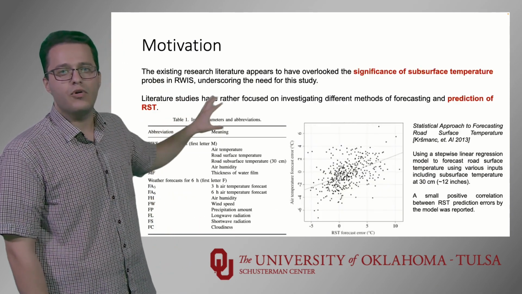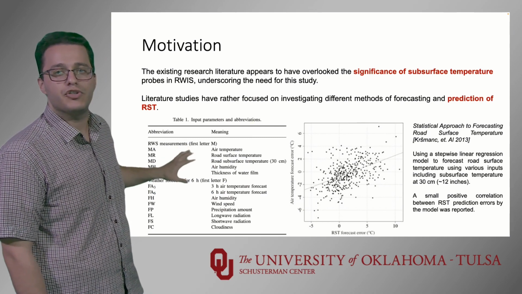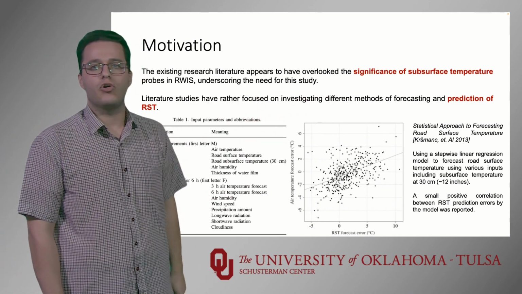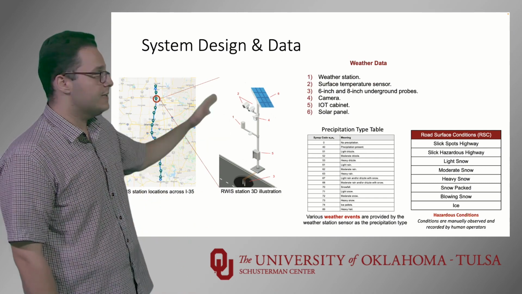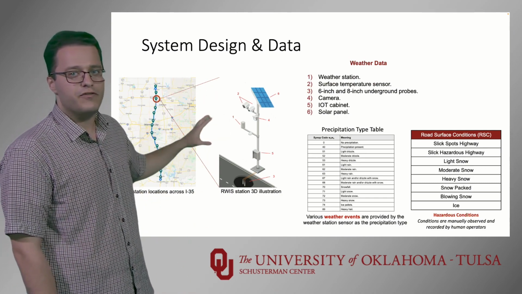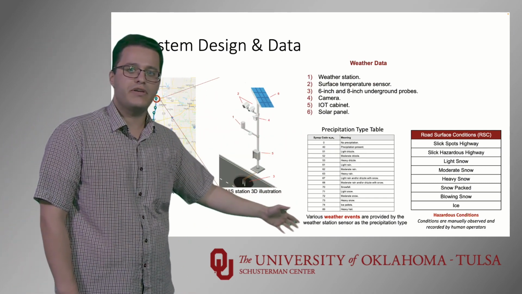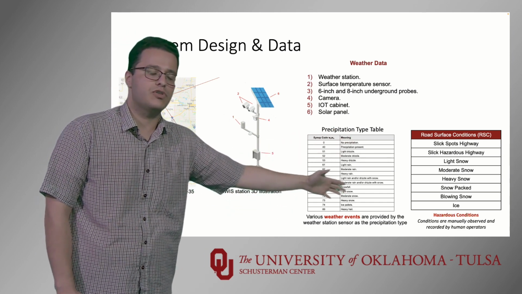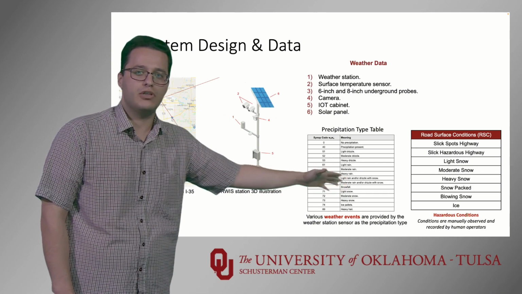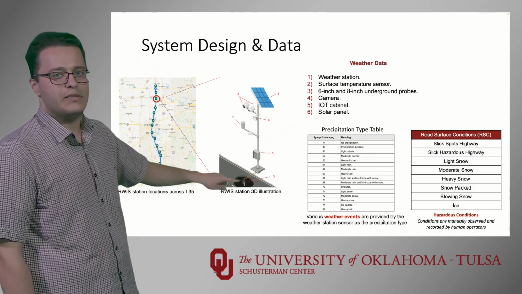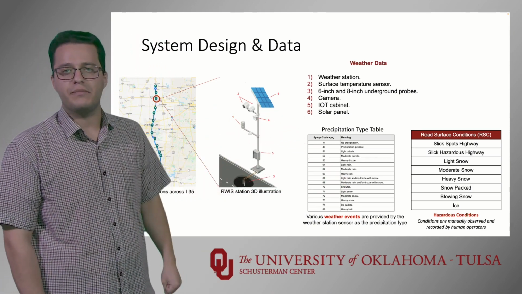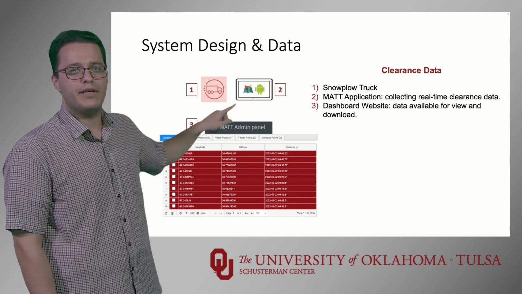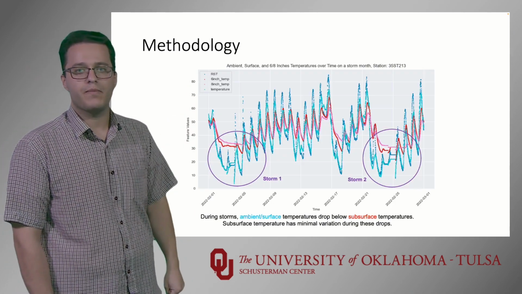Existing literature focuses on the prediction of surface temperature, which prompts the need for this study to show the significance of incorporating subsurface temperature. Existing RWIS stations measure a variety of weather data, including precipitation levels, which we use to get weather events, and we also got access to surface conditions, which are manually collected by visual inspection. The RWIS station is equipped with 2 probes measuring subsurface temperature. We also got access to clearance data collected by a mobile application in snowplow ODOT trucks.